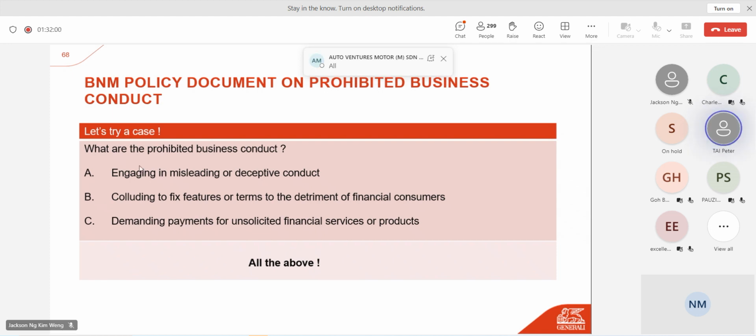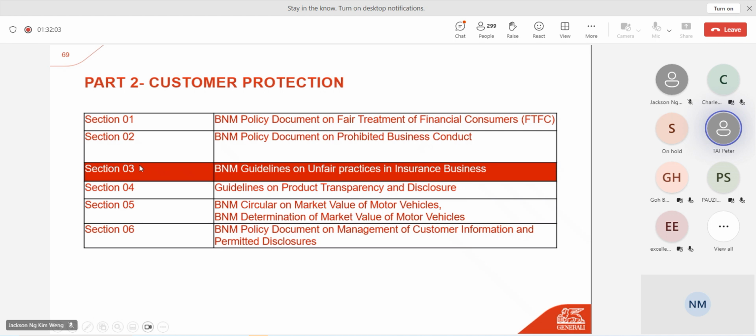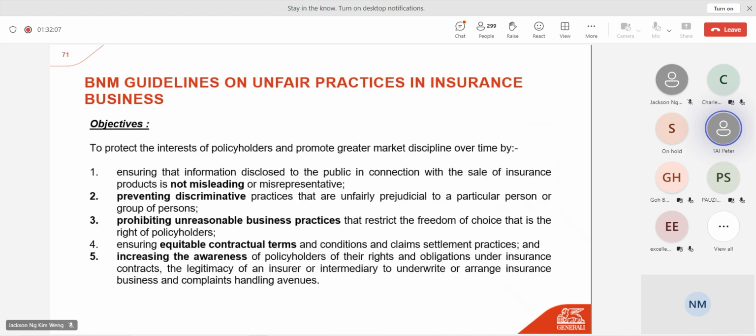Okay, next. Let's continue. Now it's 12 o'clock already. So this is going to be a repeat of what I've said just now. We should not mislead or misrepresent the information. We cannot be discriminative. We cannot prohibit unreasonable business practice. We must have equitable contract terms, and we must increase the awareness of policyholders. So basically, all these are just a repeat of what I've said just now. Okay, so we move on.